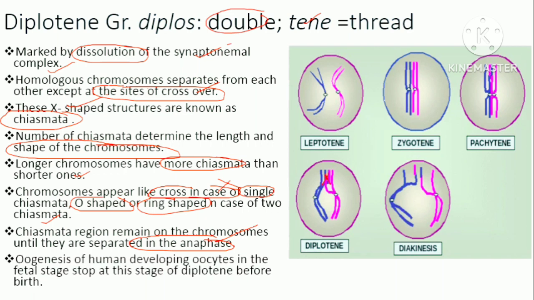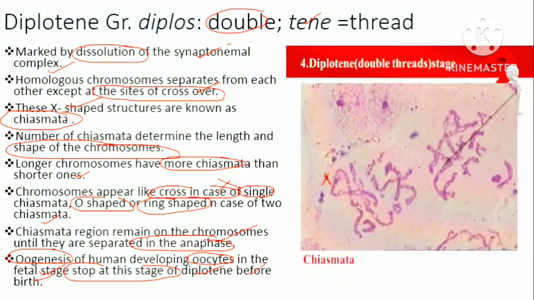There is one important fact: in oogenesis in humans, the developing oocyte, in the fetal stage, stops at this stage, the diplotene stage, before birth. This is a very important event: oogenesis ceases at this stage before birth in the human female fetus. So this is the diplotene stage under the microscope.